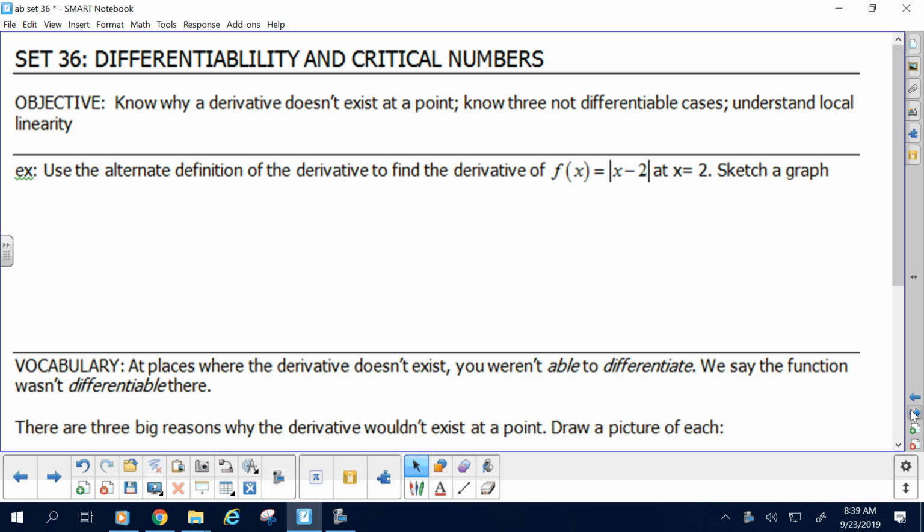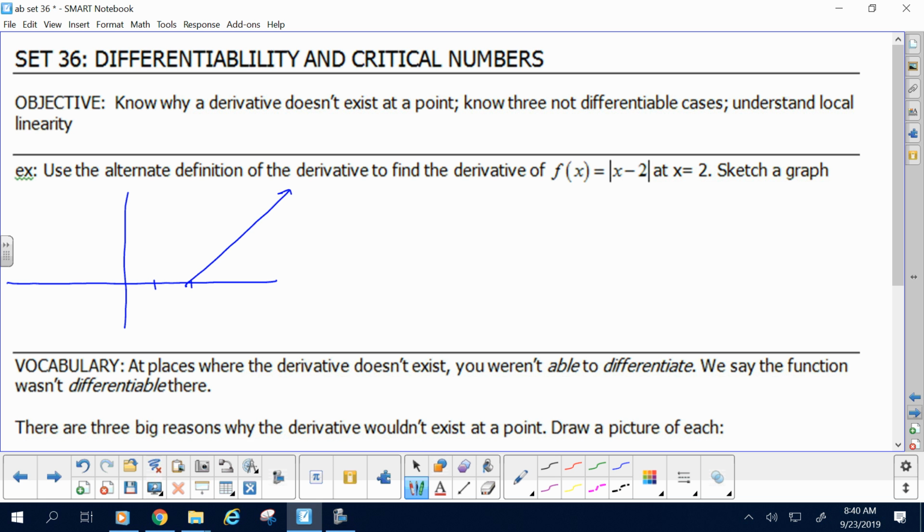So let's try this. If I said use the alternate definition of the derivative to find the derivative of f of x equals the absolute value of x minus 2 at x equal 2 and sketch a graph, this will be a good review of the big idea of derivatives. So would you sketch the graph for me? What does the graph of absolute value of x minus 2 look like? A line shifted right 2, and instead of the negative part actually happening, the negative part gets flipped up, and so we're getting this kind of shape.